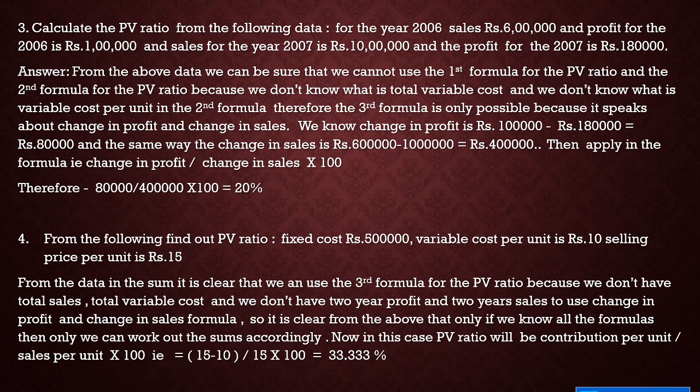When I use this formula, all the data is only in per unit. Here the variable cost is given per unit, the selling price is given per unit. Therefore, the formula is also used in per unit. The contribution per unit is 15 rupees minus 10 rupees, which is 5 rupees. The selling price per unit is 15 rupees. The PV ratio formula is contribution per unit divided by selling price per unit into 100. So contribution per unit is 5, selling price per unit is 15, into 100 will give me 33.333.